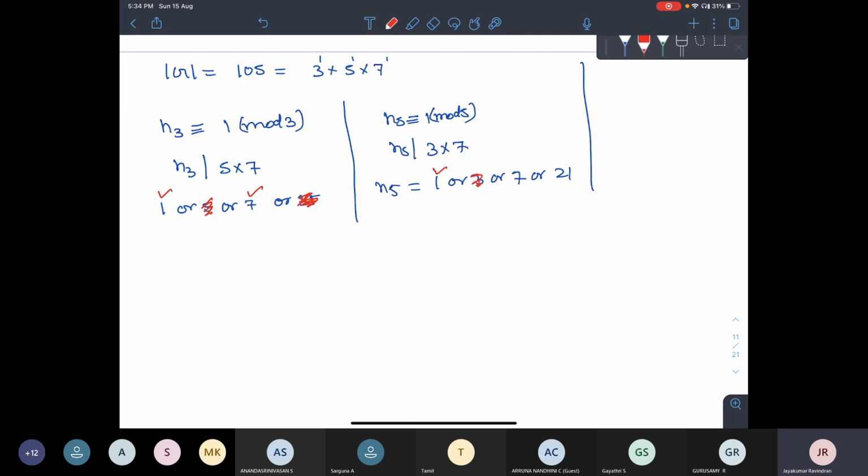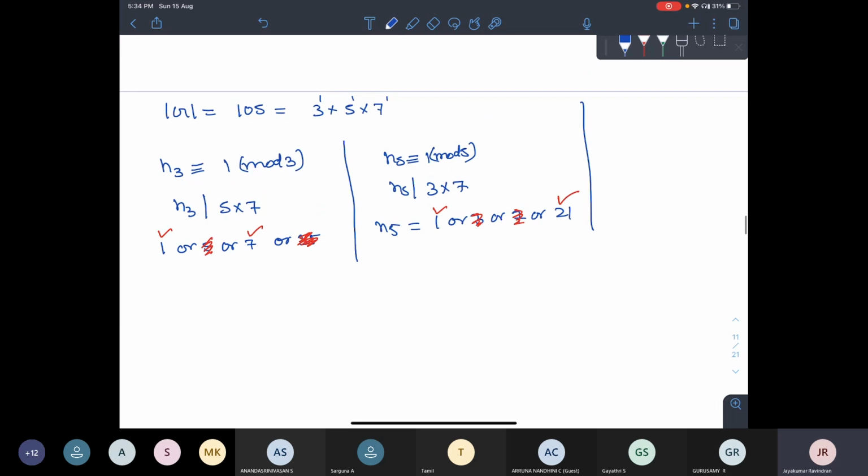It's not divisible by 5. 7 minus 1 is 6, it's not divisible by 5. But 21 minus 1 is 20, divisible by 5. 4 times 5 is 20. So these are the possibilities. Okay, let's now go for 7.